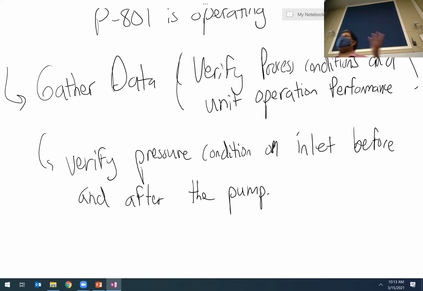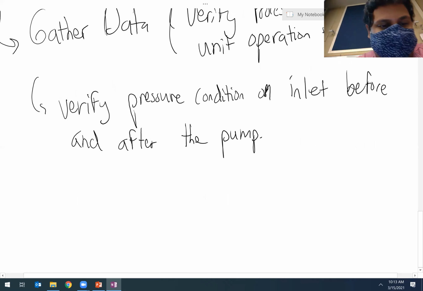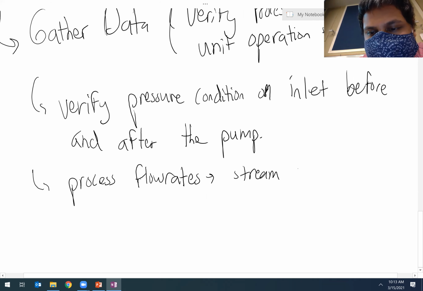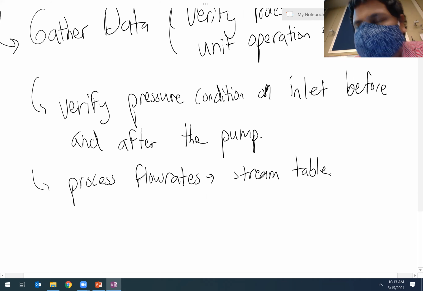Okay, is there anything else we might want to know? Flow rate of the feed. Okay, so the flow conditions, process flow rates. Right, what's my stream table look like? Anything else you guys might want to know?